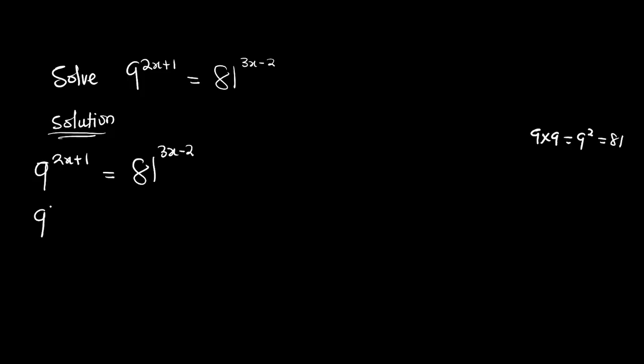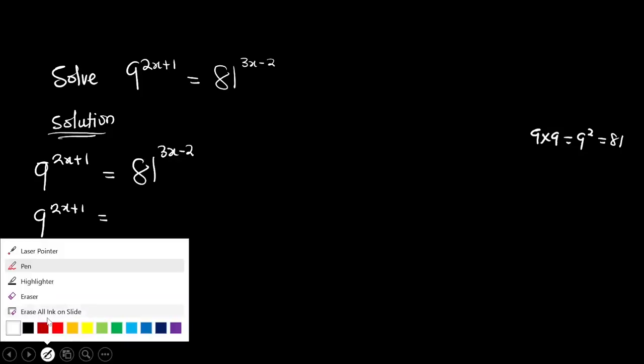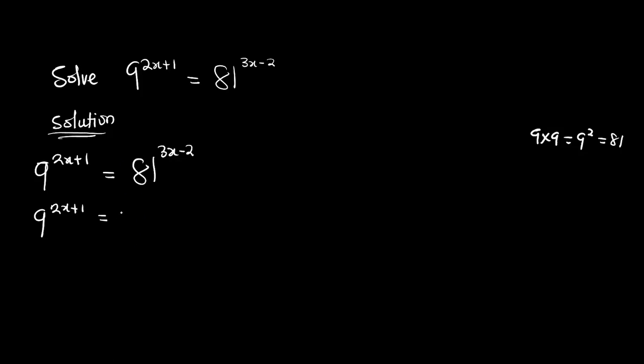Now this will make the equation look like this: 9 raised to the power 2x plus 1 is equal to, the 81 over here, this time around, let me use a different color to show that, becomes 9 raised to the power 2. Now this 2 here will multiply the existing power that we have over here. So let me depict that with the white. We have 3x minus 2 over here. So this is how the expression is going to look.